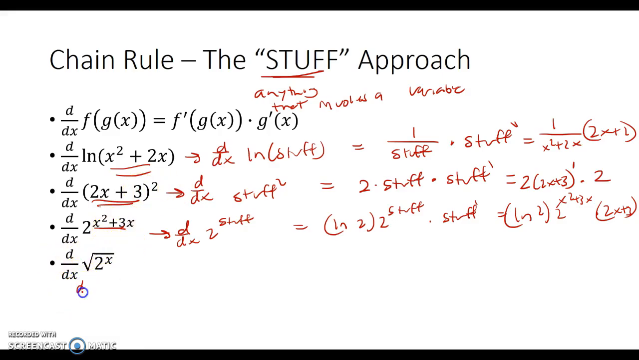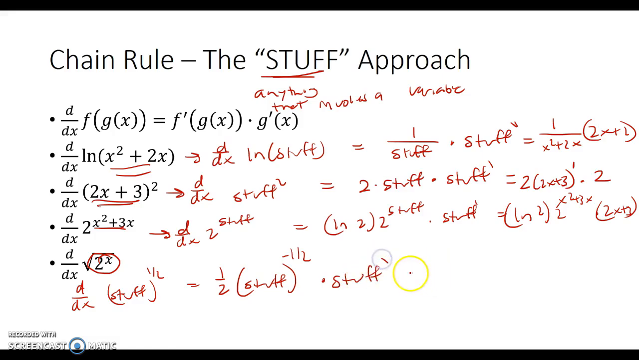Final problem. This is the derivative of stuff to the 1/2. Square root is the same thing as the 1/2 power. My stuff is identified here because it contains a variable. It's 2 to the x. And the derivative of stuff to the 1/2 is 1/2 stuff, subtract 1 from the exponent, which is negative 1/2, times stuff prime. So that's 1/2 times 2 to the x to the negative 1/2 times stuff prime, and stuff prime is the derivative of 2 to the x, which is the natural log of 2 times 2 to the x.